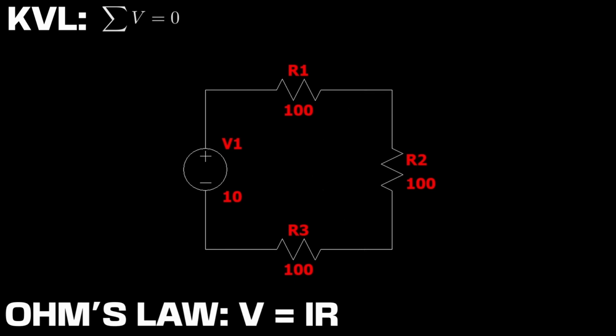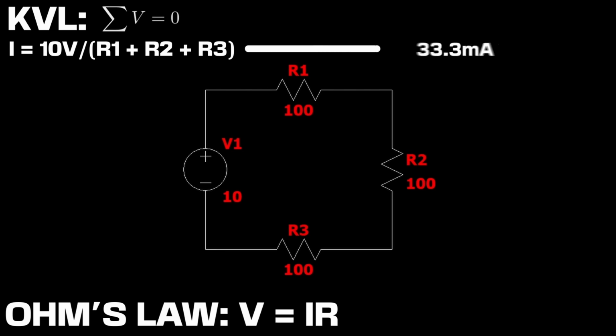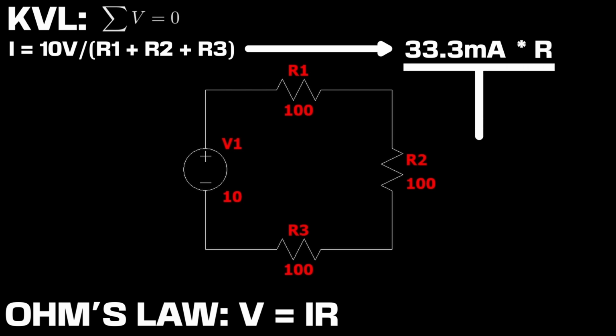Using Ohm's law, we can find the current in order to determine the voltage drop across each resistor. We can add up our series resistors and manipulate our equation to solve for the current, which happens to be 33.3 milliamps around this loop. We can then multiply each resistor by our current to determine the voltage drop. After some simple math, it's time to verify our solution.